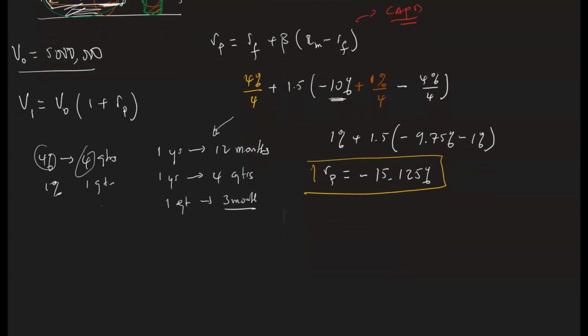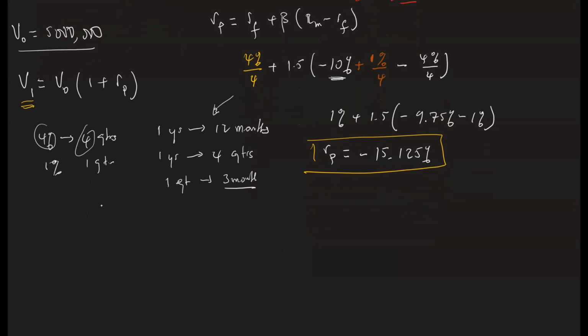And so the value of our portfolio V1, that's what we are after, is going to be equal to V0 multiplied by 1 plus that holding period return for 3 months, which is minus 15.125%. Now, V0 is 5 million, so it's going to be 5 million multiplied by 1 minus 0.15125.